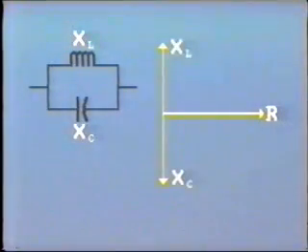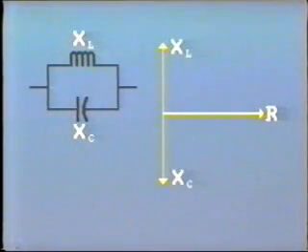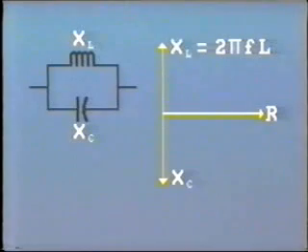Now remember, the value of reactance in both cases depends upon the frequency. Inductive reactance XL equals 2 pi times frequency times the inductance. So as frequency goes up, so does the reactance.